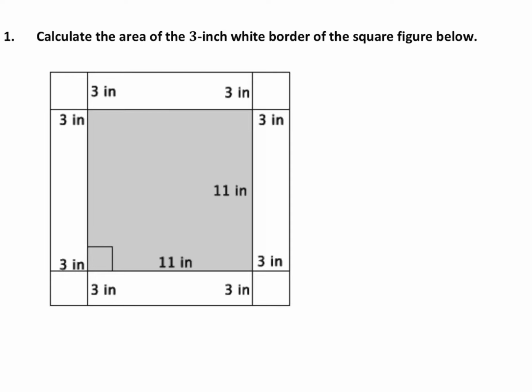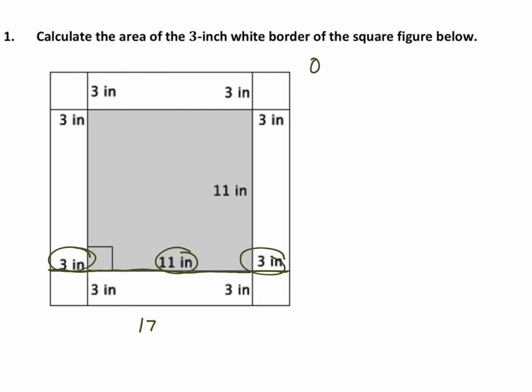Calculate the area of the 3-inch white border of the square figure below. If the inside dimension is 11, and we have a 3 on each side, that means 11 plus 3 is 14, plus 3 more is 17.